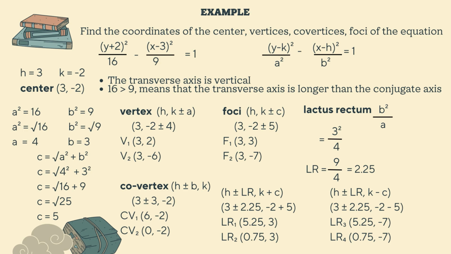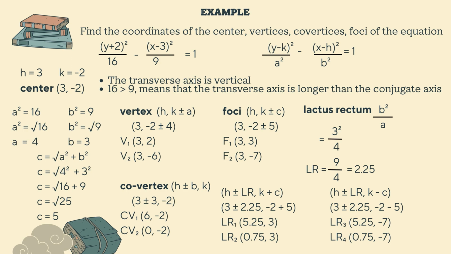Now we will find the foci. So we will use h, k plus minus c. For h, we have 3, for k, we have negative 2, and for c, we have 5. So copy the h, which is 3, and negative 2 plus 5 is 3, and negative 2 minus 5 is negative 7. So for focus 1, we have (3, 3), and for focus 2, we have (3, negative 7).